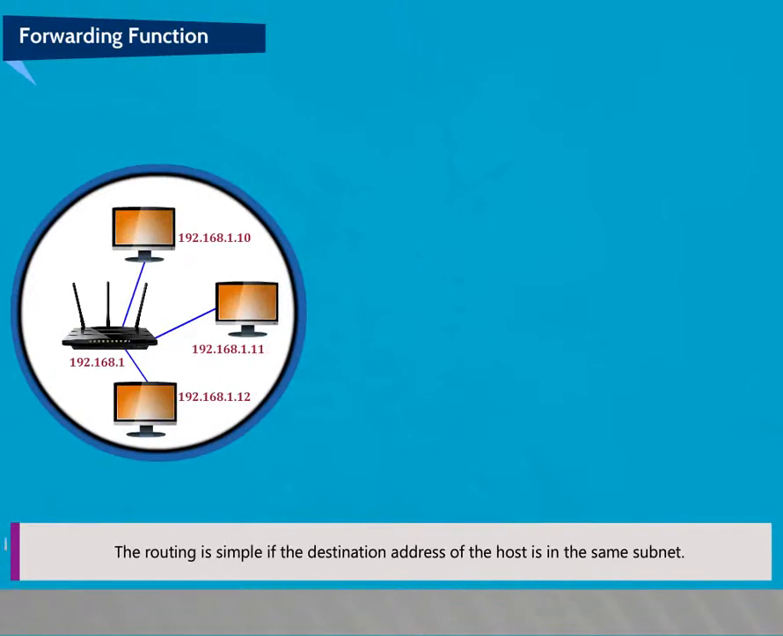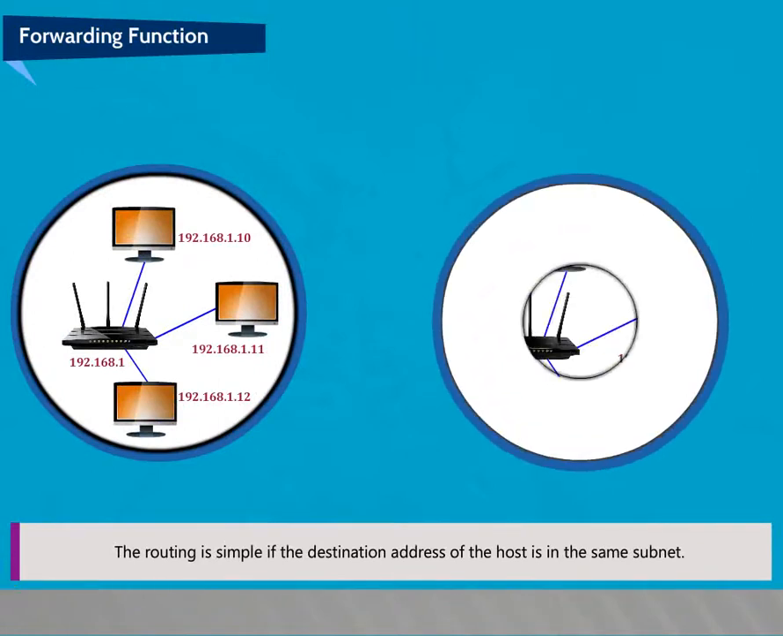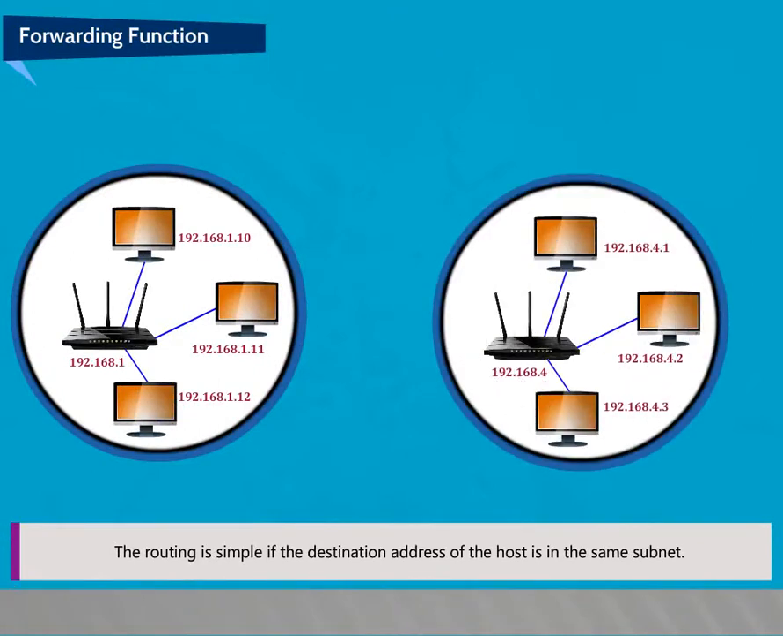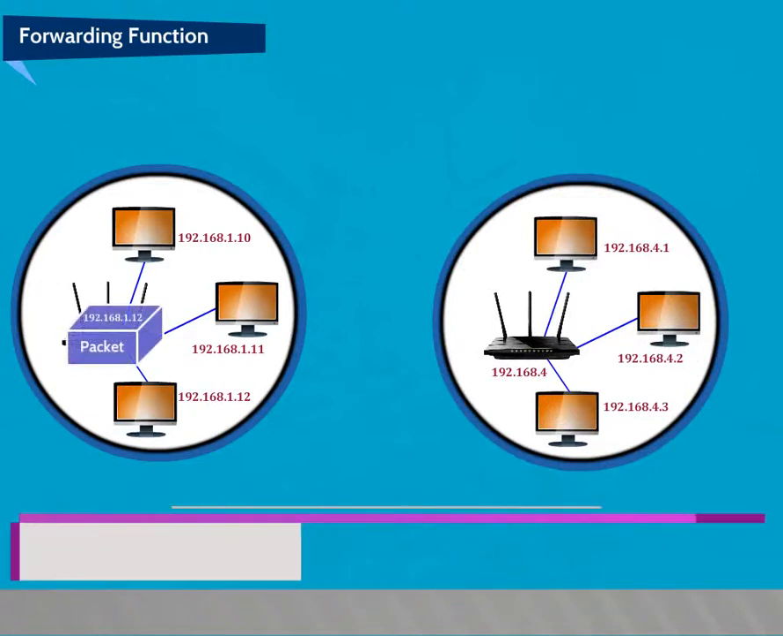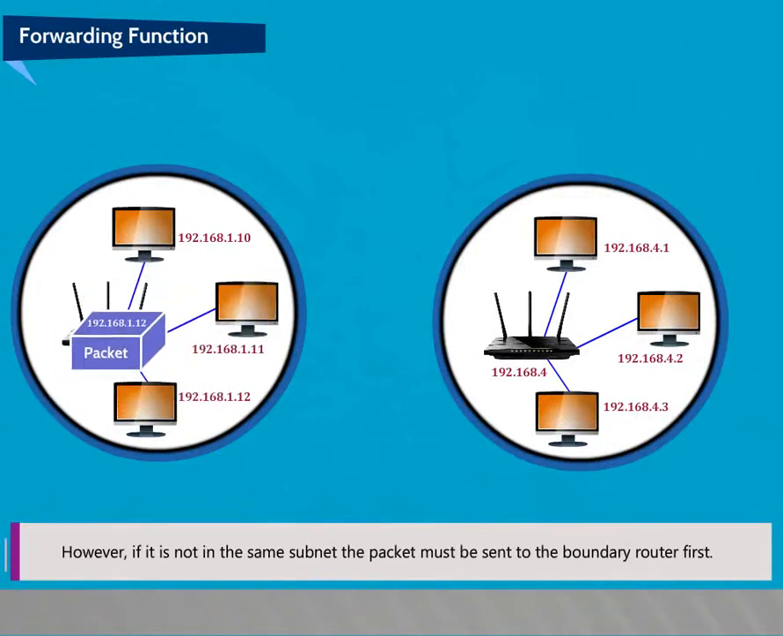The routing is simple if the destination address of the host is in the same subnet. However, if it is not in the same subnet, the packet must be sent to the boundary router first.